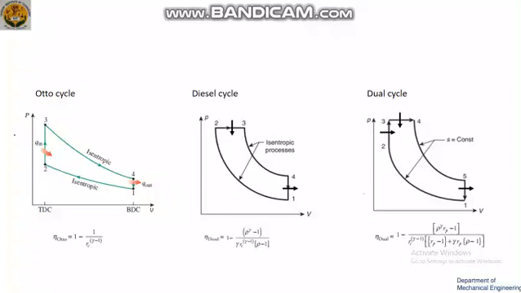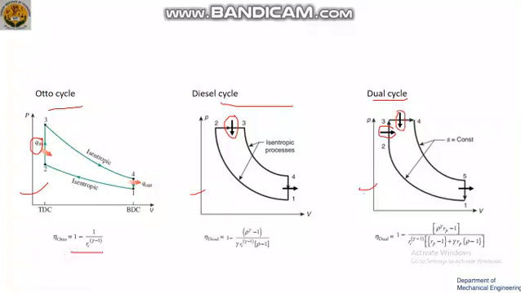Hello all. In this video, we will see the comparison between Otto cycle, diesel cycle, and dual cycle. As you can see here, the PV diagram of Otto cycle, diesel cycle, and dual cycle. The difference is only the heat input, which is the heat supplied, is at constant volume for Otto cycle, at constant pressure for diesel cycle, and partly constant volume and partly constant pressure in dual cycle.